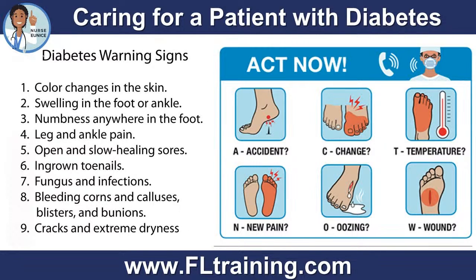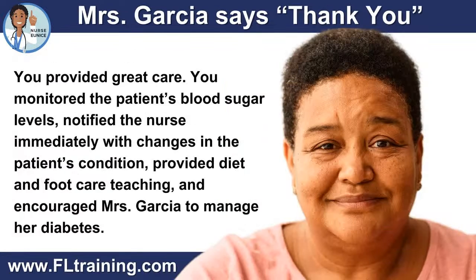And here are some other diabetic warning signs. So what I like to think is ACT NOW. That's an acronym that stands for: if the person's had an accident, they stepped on something, they stubbed their toe, and there's any changes in coloration, if there's any changes in the temperature, if you start having new aches and new pains, if it starts oozing, or if there's a wound, you need to be calling your doctor right away, because that is a sign that you have a diabetic foot wound, or we need to prevent it and stop it from getting worse.